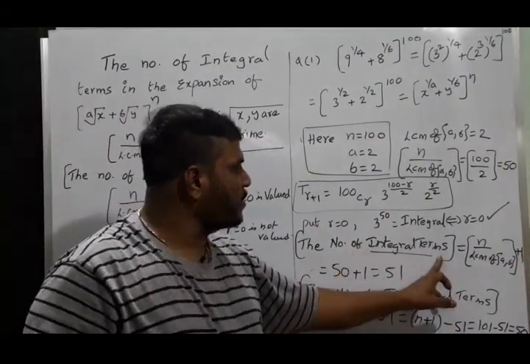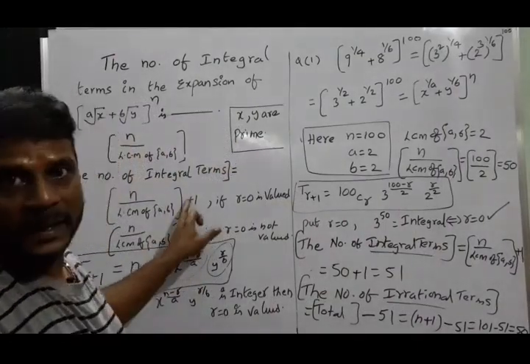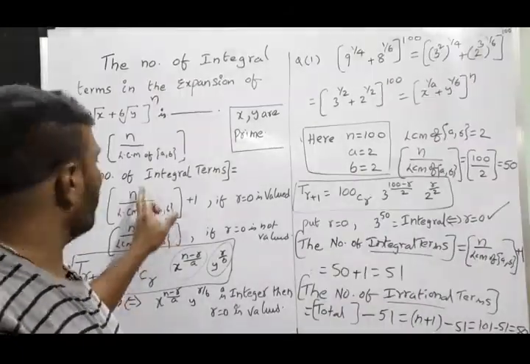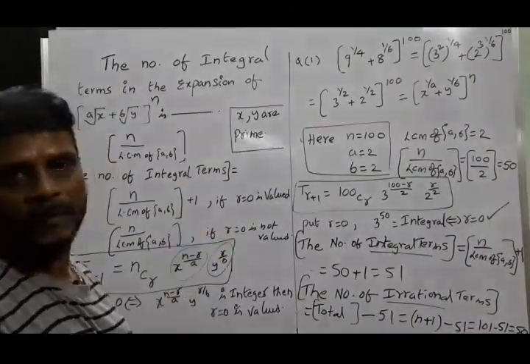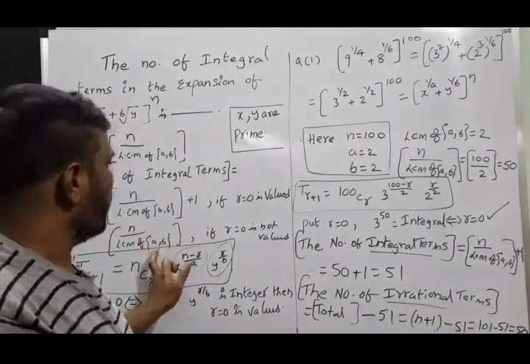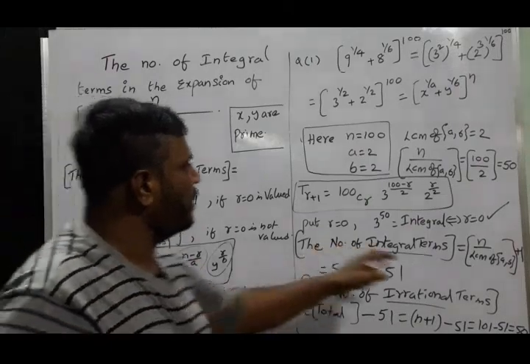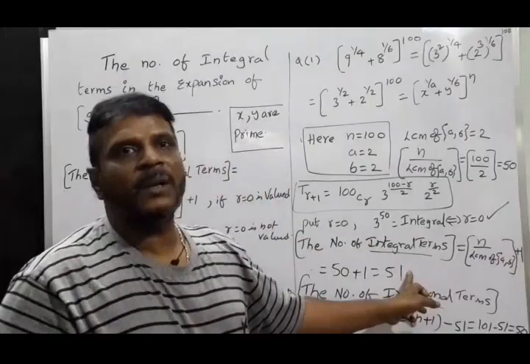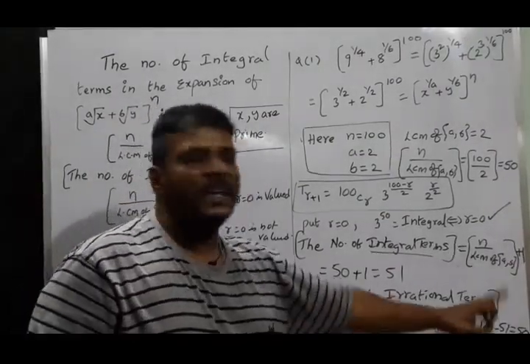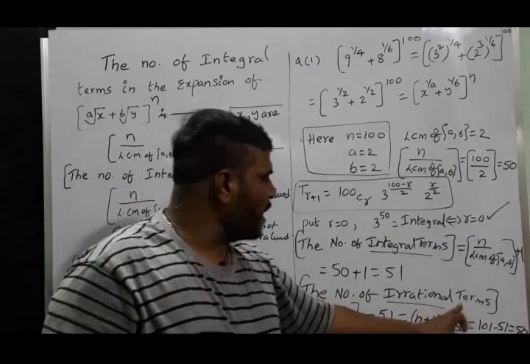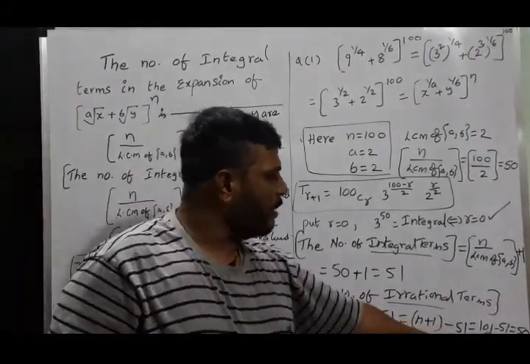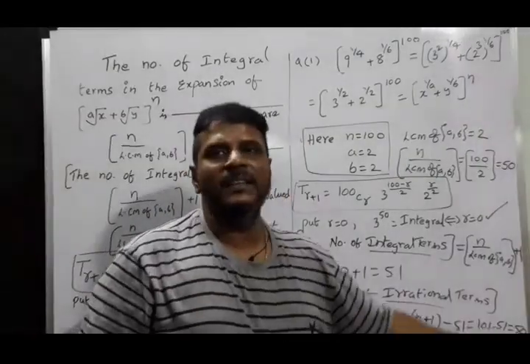Number of integral terms formula, I already gave the formula. If r is equal to 0 is valid, we have to take floor of n by LCM of a, b plus 1. If r is equal to 0 is not valid, take floor of n by LCM of a, b. By using this formula, we are getting 51. So the number of integral terms is 51. Total number of terms is n plus 1, that is 101. Then the number of irrational terms is total minus number of integral terms, 101 minus 51, that is 50. That's it.